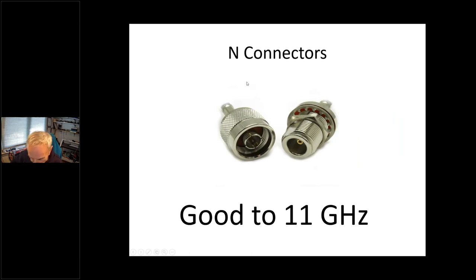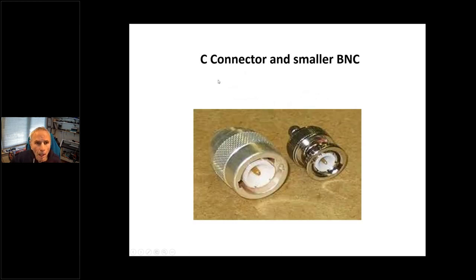The N connector was developed by Paul Neill, an engineer, for the purpose of making a waterproof connection capable of going up into some of these higher frequencies, in this particular case, up to 11 gigahertz. But Paul Neill was the developer of this connector.